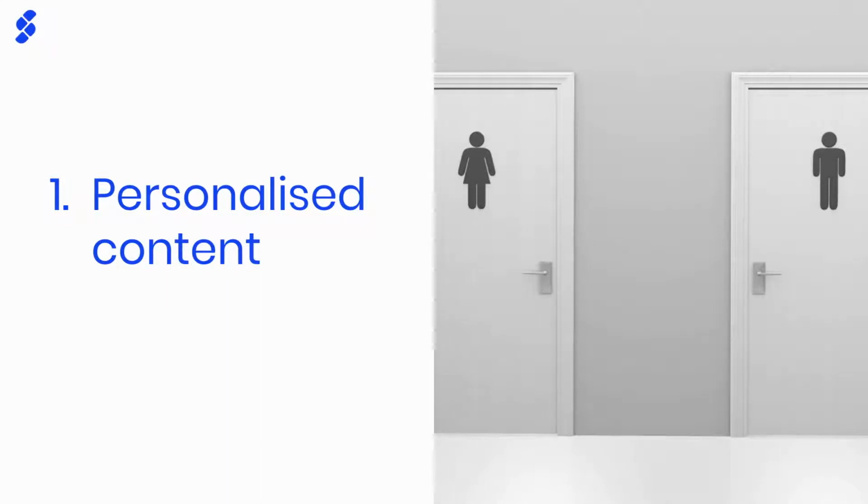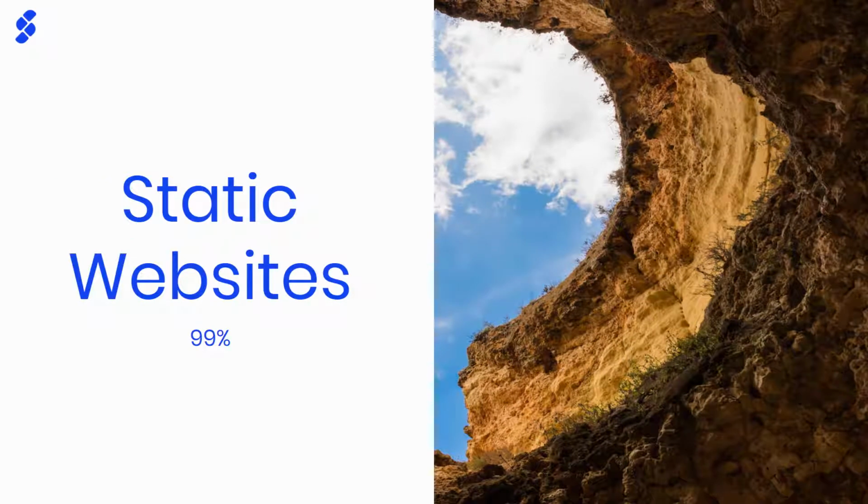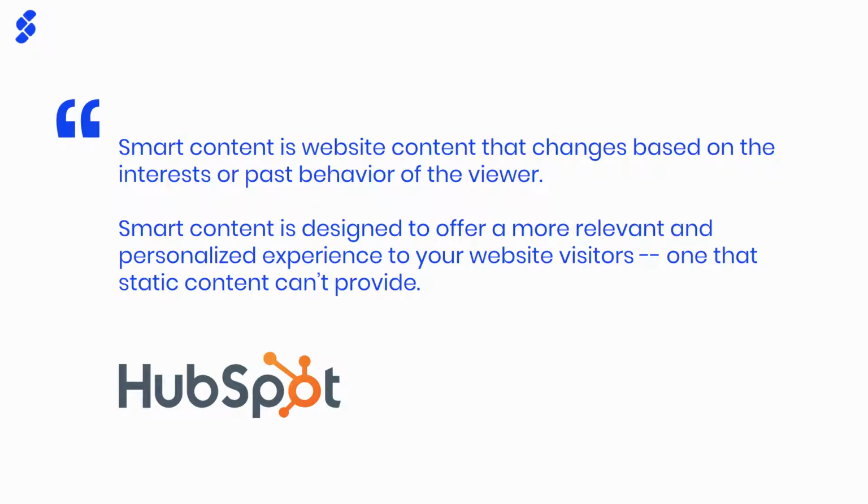To understand personalized content, you need to know that almost all websites today are static websites, which means that when I visit a website on a certain day and you visit it on a certain day, we will see the exact same page, the exact same layout, and the exact same content. Doesn't matter who we are, what we've done before, it will always be the same. So obviously, smart content is the opposite of this.